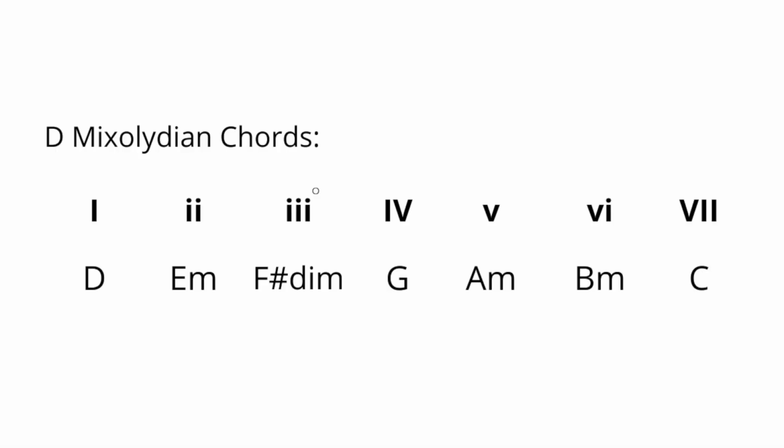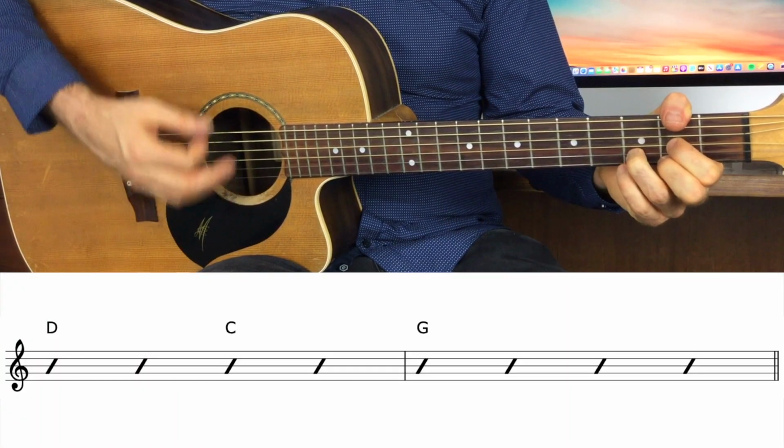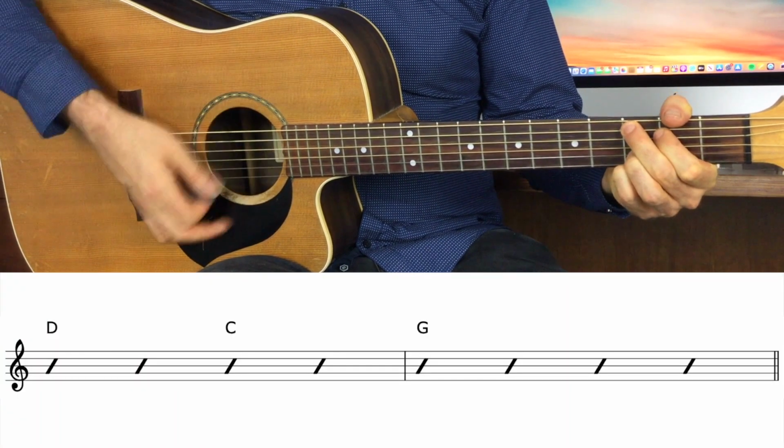Now if we harmonize that scale, you will see that we get D major, then we get E minor, F sharp half diminished, G major, A minor, B minor, C major, and D. Okay, that's a bit different to what you get when you harmonize or when you are in D major.